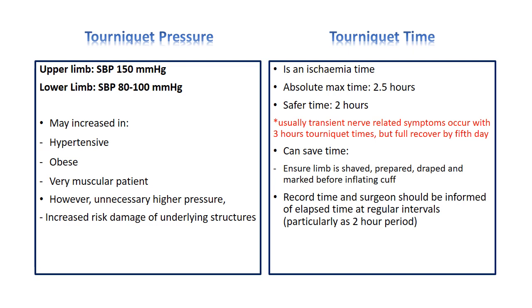Tourniquet time is ischemia time, so the absolute maximum time is about 2.5 hours, but the safer time is 2 hours. Usually transient nerve-related symptoms occur with 3 hours of tourniquet time, but fully recover by the 5th day. Examples of transient nerve-related symptoms are numbness or burning sensation of the affected area.